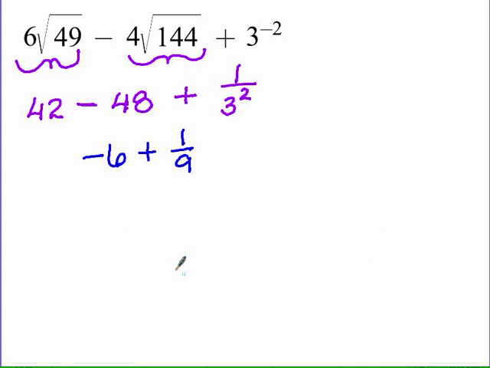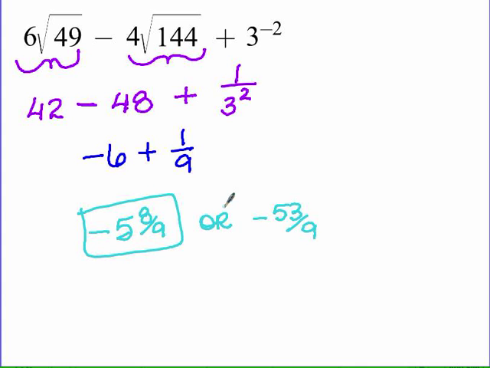So there's two ways you could answer this. Negative 5 and 8/9, or I don't know what they're going to have. They might have negative 53 over 9. My guess is it'll probably be this one though. So once again, you need to be able to convert back and forth, and you're not going to be able to use a calculator.